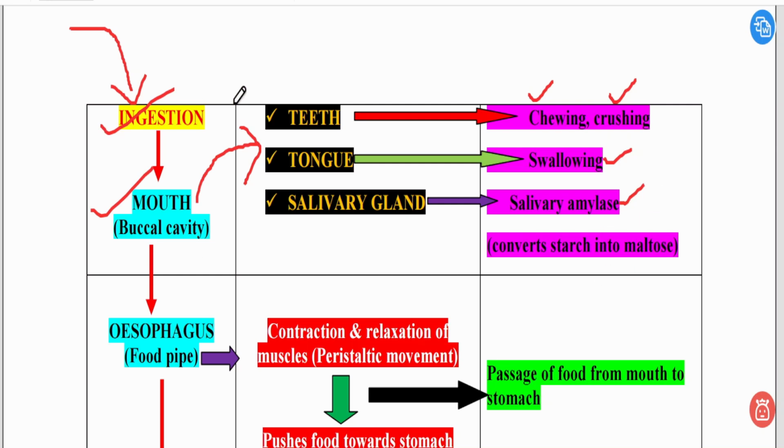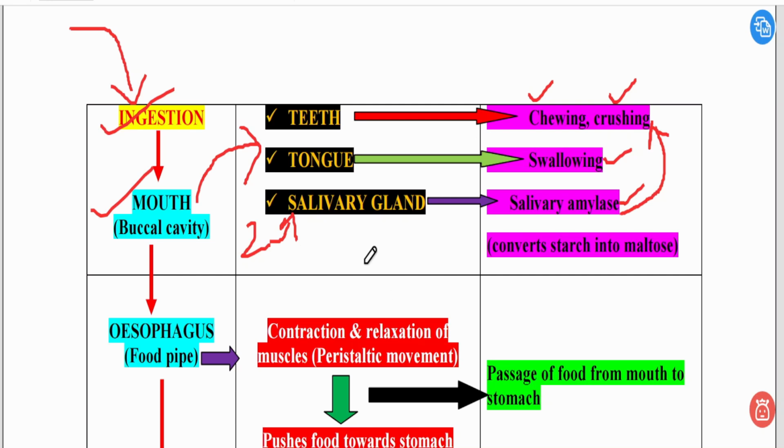So let us see, when we ingest a food particle, inside the buccal cavity, with the help of our teeth, the chewing and crushing of the food particles into smaller ones takes place. But here the enzyme that helps is salivary amylase. There are two salivary glands that you can find inside our mouth.